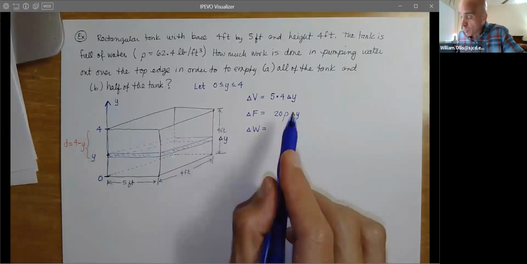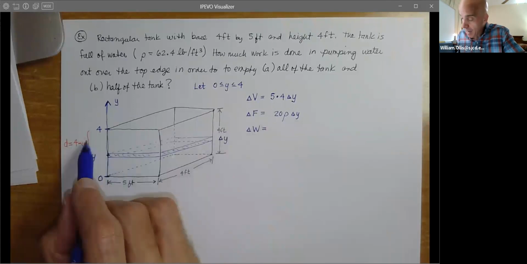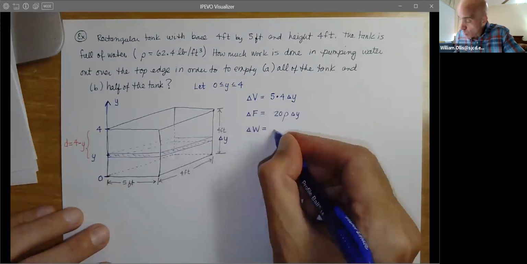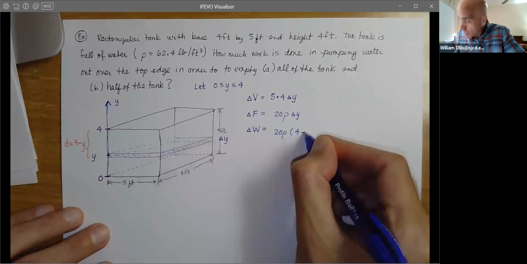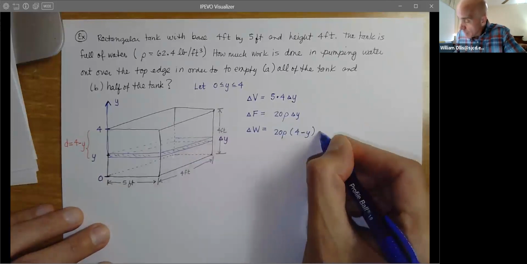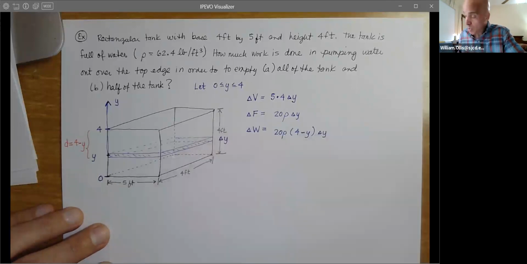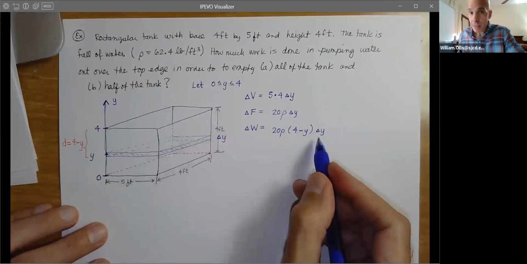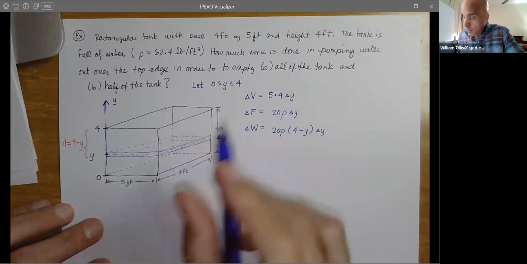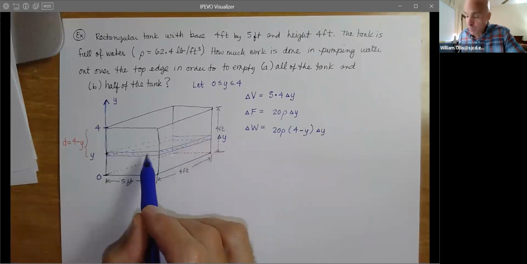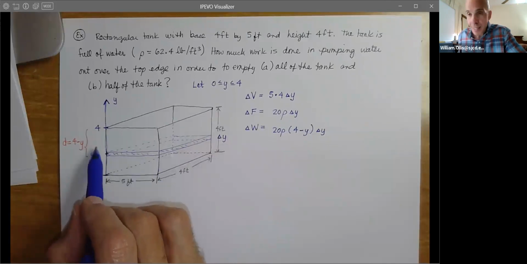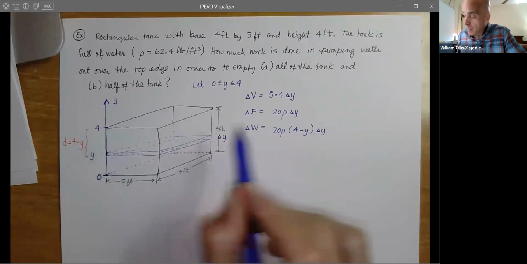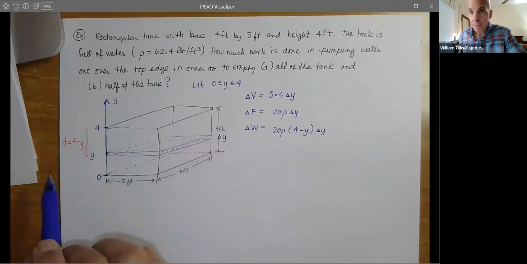So now we can say the work to move this slab that distance will now be 20 rho, and we'll multiply 4 minus y delta y. So again, this is force over a distance. So when moving the water, we simply have to compute the volume of the slab of water. We have to then notate the distance the slab must move and then hit it with the weight density.